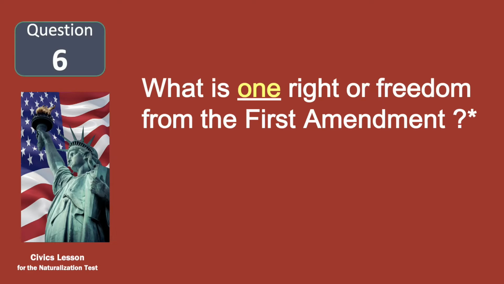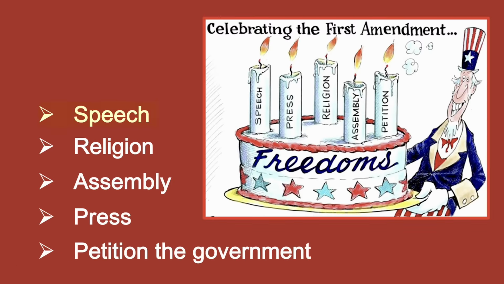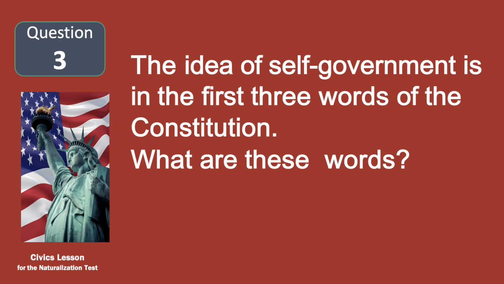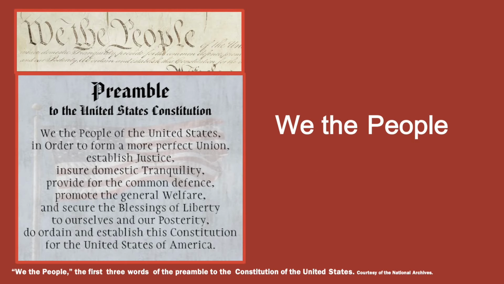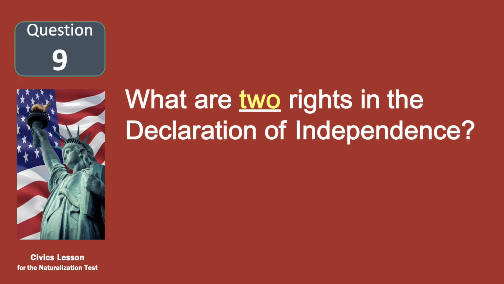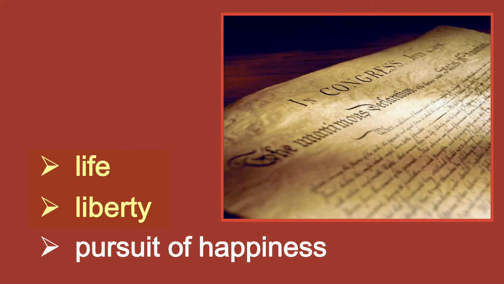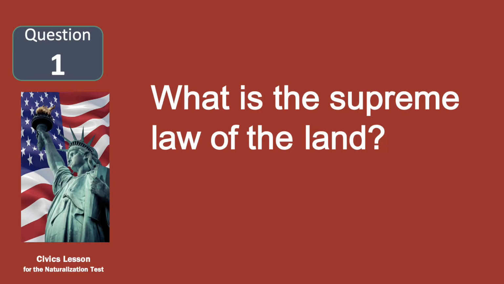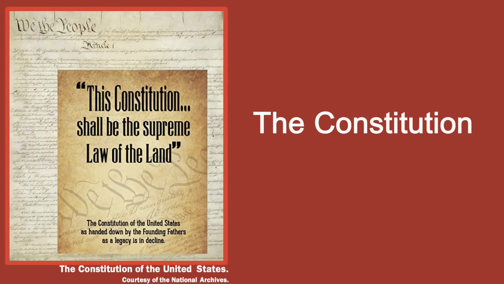What is one right or freedom from the First Amendment? Speech. The idea of self-government is in the first three words of the Constitution. What are these words? We the people. What are two rights in the Declaration of Independence? Life and liberty. What is the supreme law of the land? The Constitution.